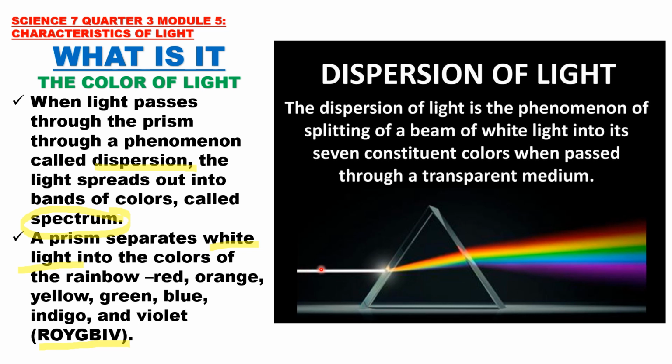So when white light enters a prism, the white light is refracted, nabebend siya, and the constituent colors of white light are separated. So, nagkakaroon tayo ng colors na red, orange, yellow, green, blue, indigo, and violet. So, dispersion of light happens not only when you put a beam of white light through a prism, but also it happens in nature.